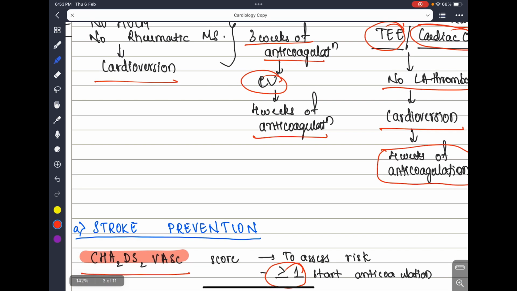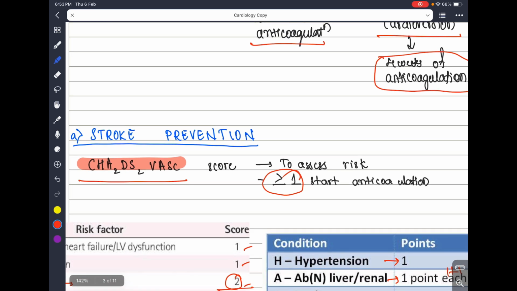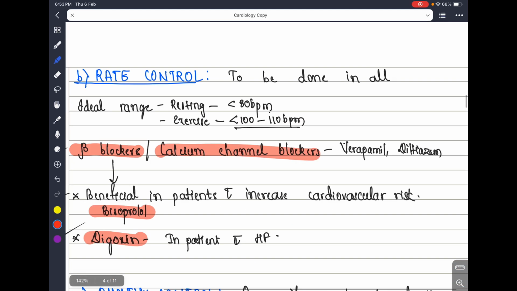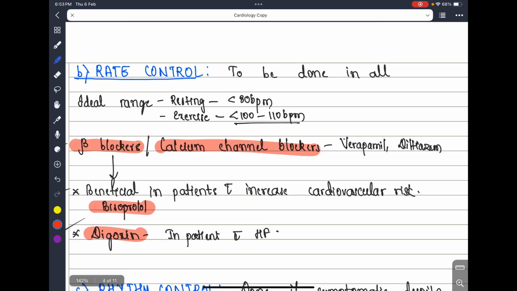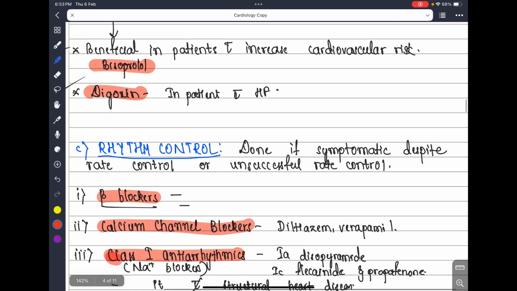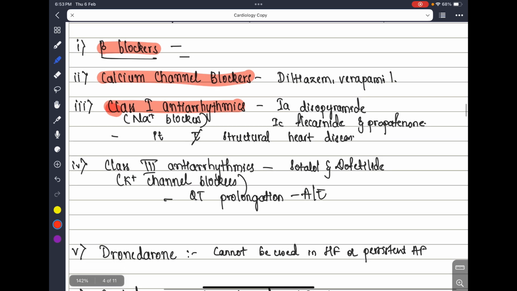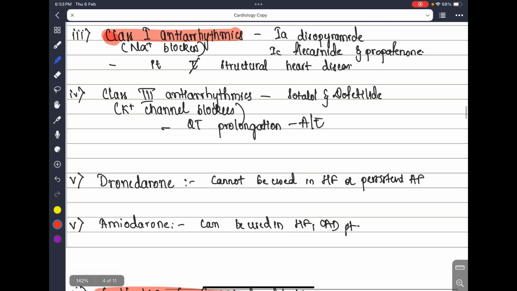In stroke prevention, the important thing is the CHA2DS2-VASc score. If the score is more than 1, start the patient on anticoagulants. For rate control, you can use beta blockers, calcium channel blockers or digoxin. For rhythm control, along with these you can also use class 1 and class 3 antiarrhythmics. Apart from that, also remember amiodarone and dronedarone. Amiodarone is broad spectrum, however it has lots of side effects. For chronic use, the use is limited.